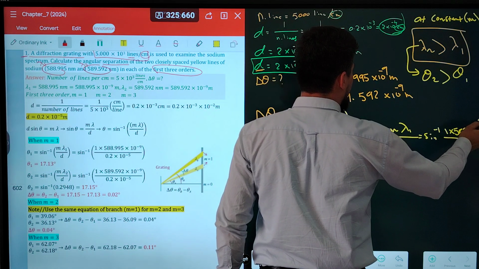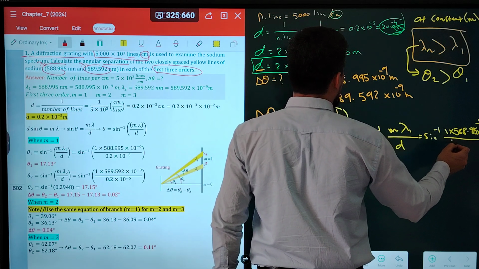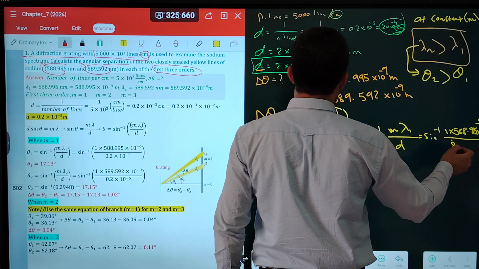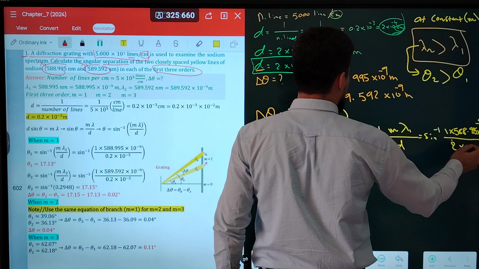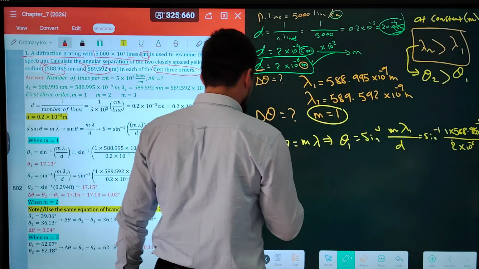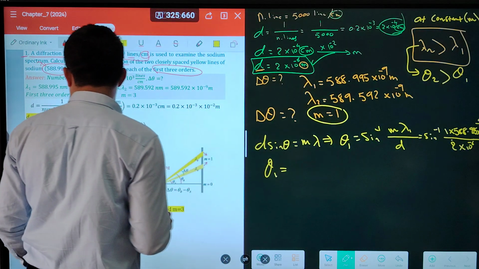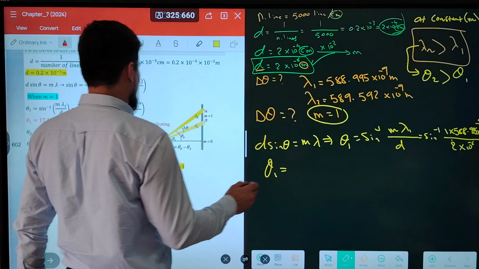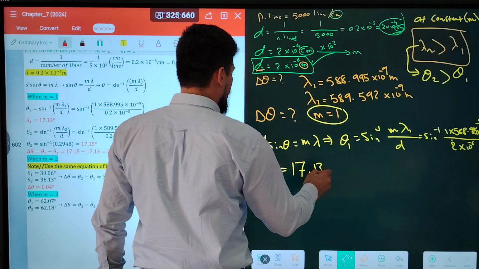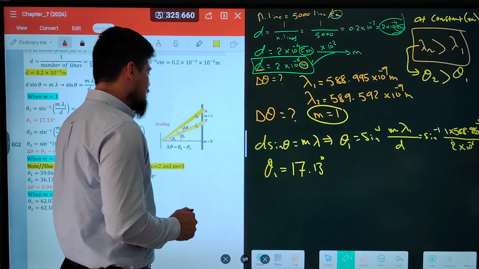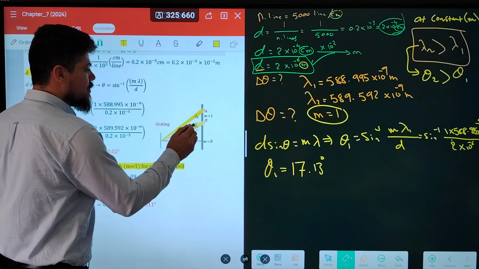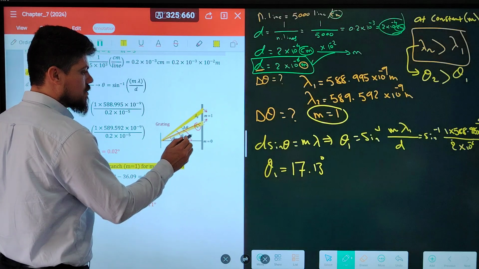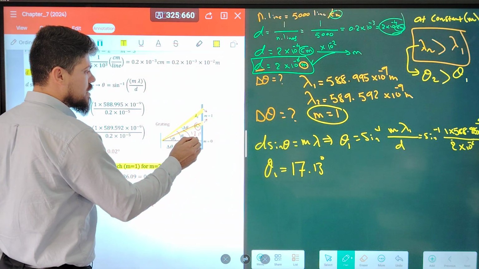588.995 times 10 to the power negative 9 over d. We didn't have d, but we found 2 times 10 to the power negative 6. By calculator, theta 1 is equal to 17.13 degrees. This is the angle for the first wavelength.